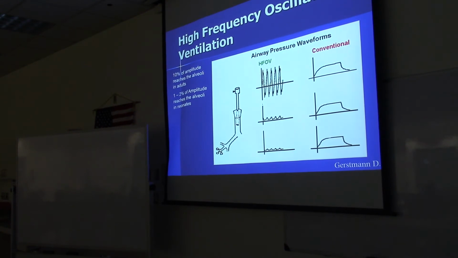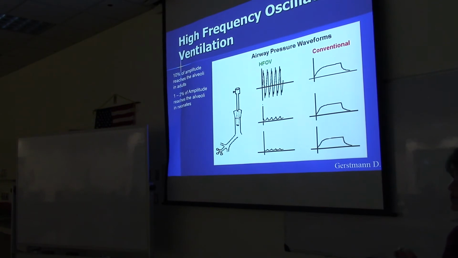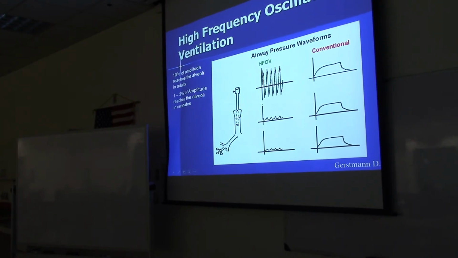With neonates, about 1% actually reaches the alveoli, and you'll typically see airway pressures of 25, 28 on the neonates. So 1% of that would be what, 2.8? So the pressure in the alveoli is very small. For that reason, it's a lot more gentle ventilation compared to conventional ventilation.